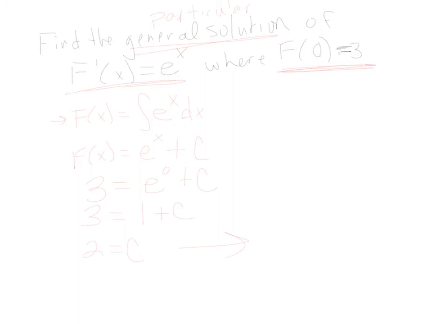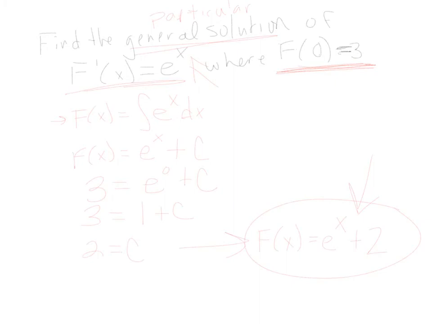All right, and so our particular solution for big F of x is equal to e to the x plus 2. That is our particular solution. It is the equivalent of saying, hey, if that's your acceleration function, this is your velocity function, as long as you know that at time 0, your velocity is 2.